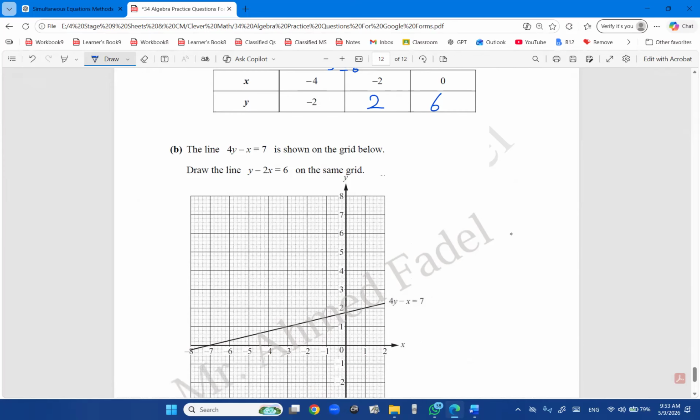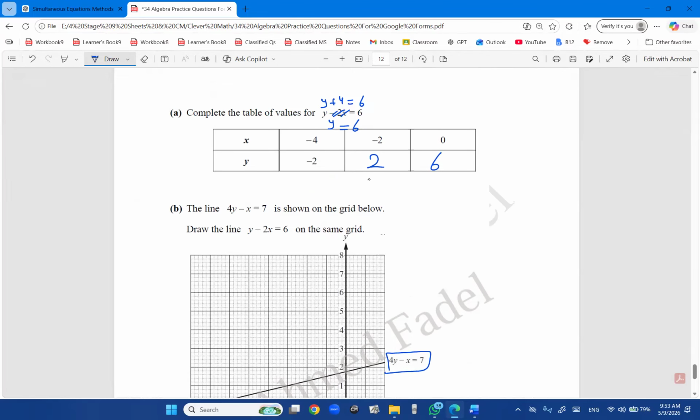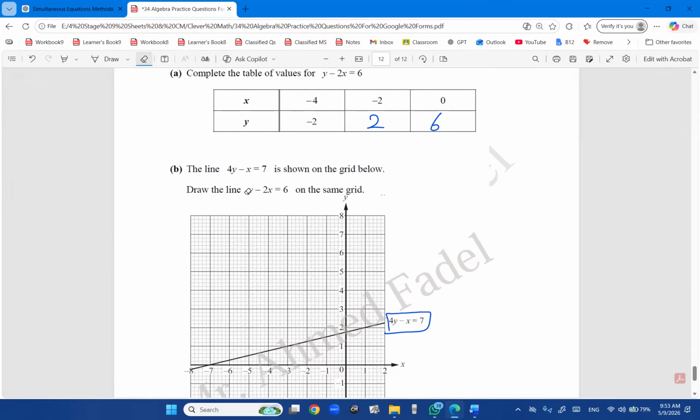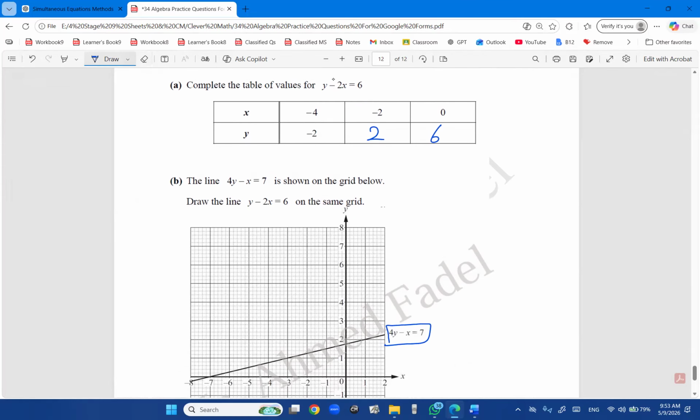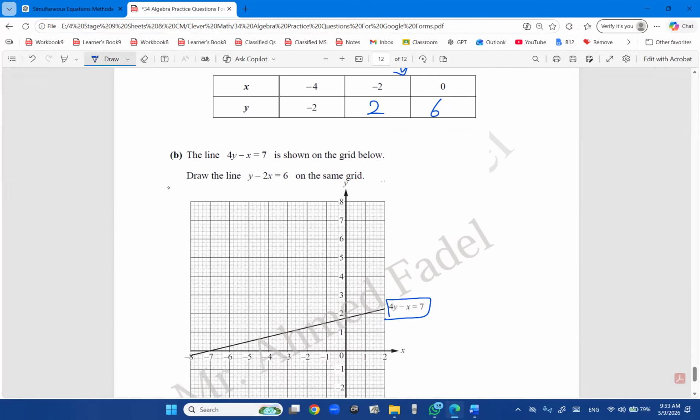Now, they have given you already the graph of this equation, 4y minus x equals 7. It is a different equation. This is not the same one as what we were doing over here. But they are requesting from you to draw the line of y minus 2x equals 6 on the same grid. We've just done it through this table. Just plot and connect. Let's do it.